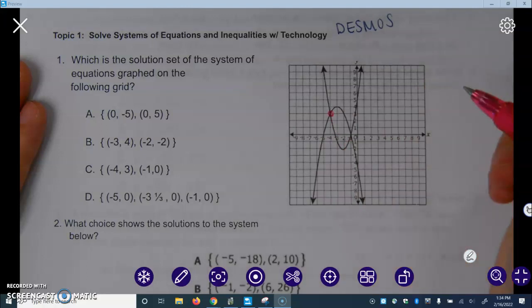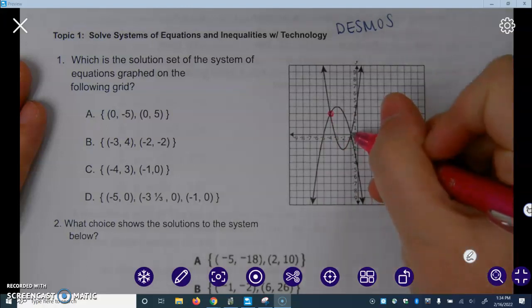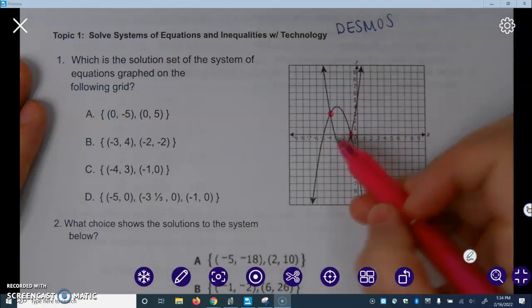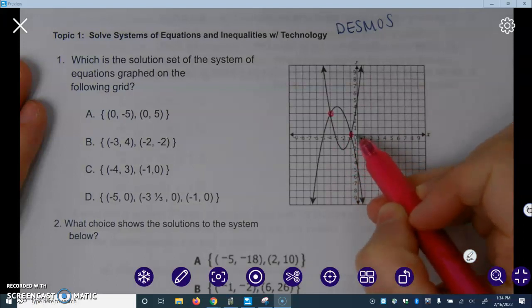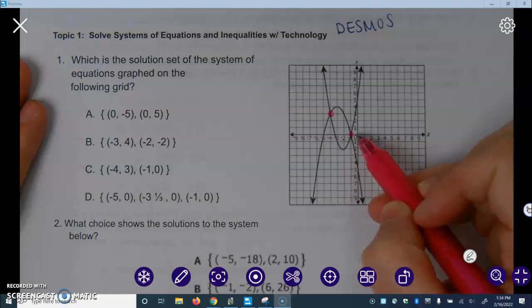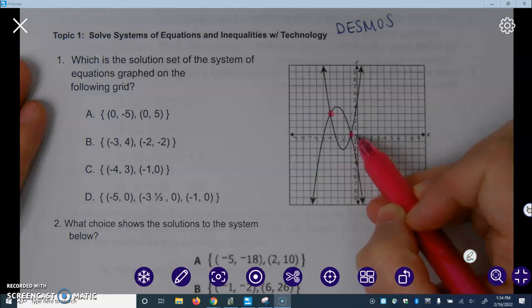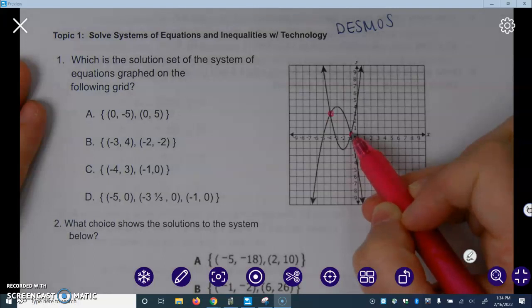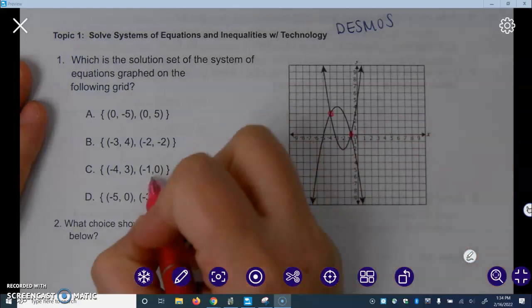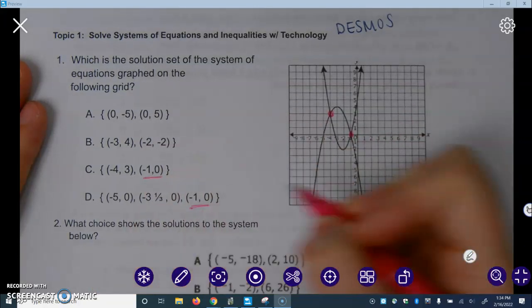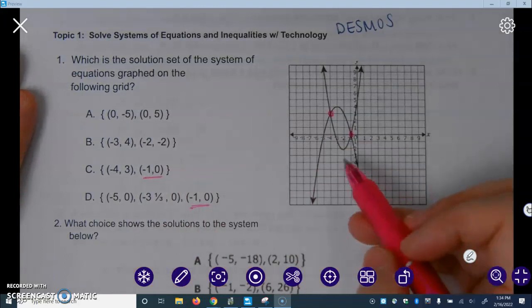So I have one point here where they intersect, and I have another point here. When you are giving an ordered pair, you start at 0, 0, and you always give me the left or right direction first, then the up or down. So from 0, 0, left 1, and then I don't have to go up or down. I'm on that point. That's the point -1, 0. So that's in 2 of my answer choices.